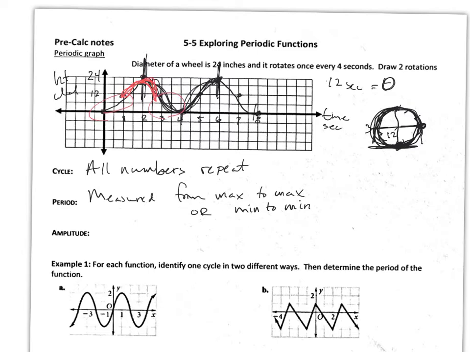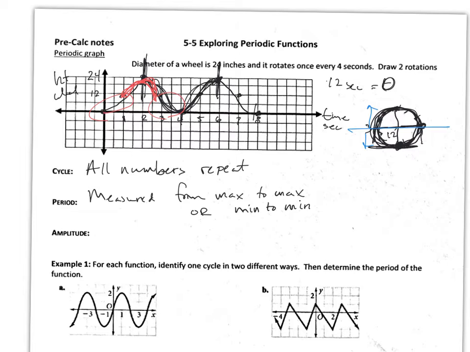So be careful with going from 0 to 0. Now the amplitude is how far up does it go. So from like the middle, how far up does it go? So we would measure the amplitude from here because it goes up and down the same amount. It goes up 12 inches and down 12 inches.